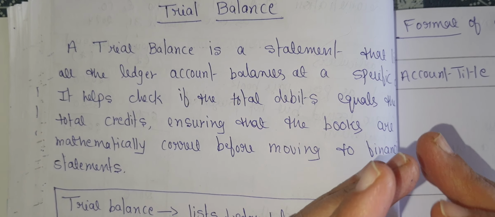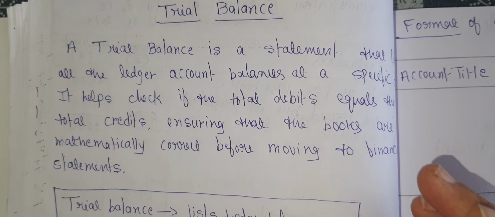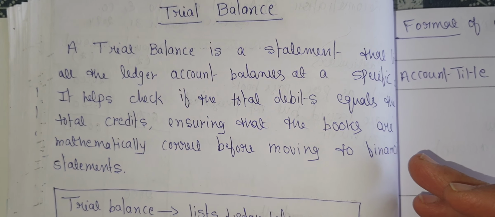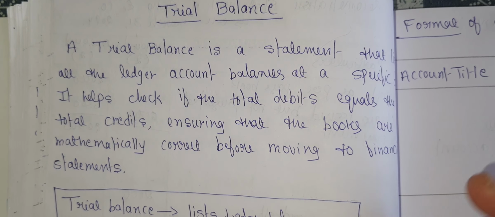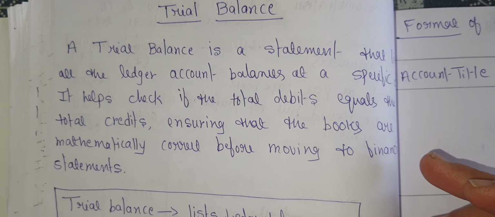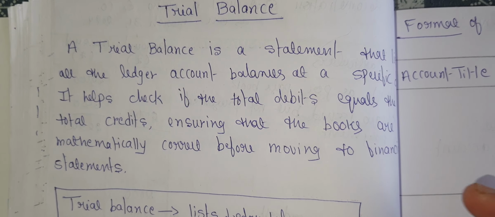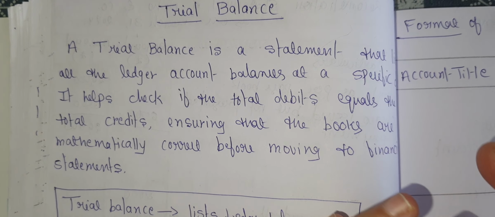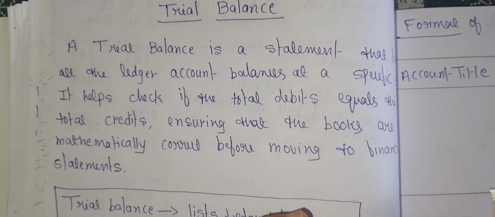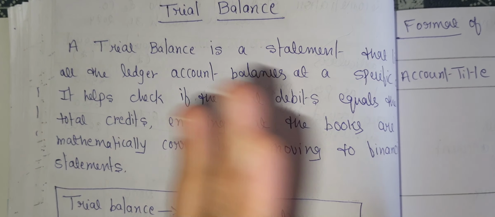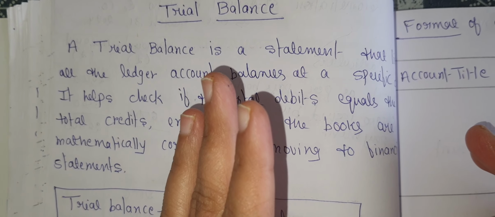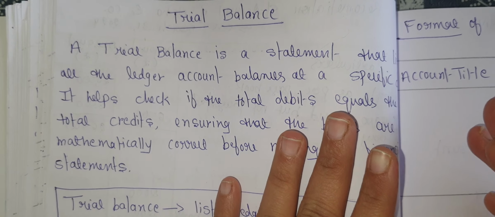In the accounting process, the first step is identifying the financial transactions, after that we record them in the journal, and after that we post them into the ledger, where transactions are classified into different accounts. After that we will prepare the trial balance.